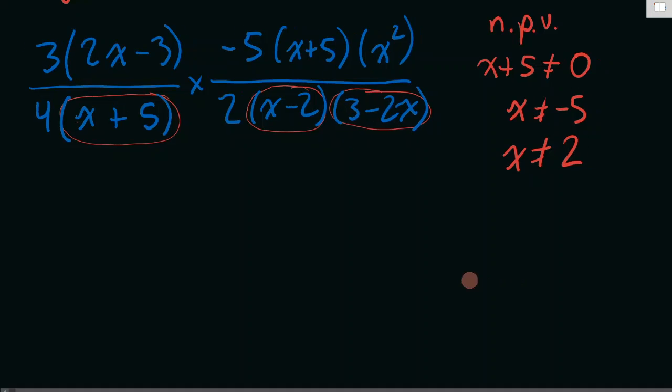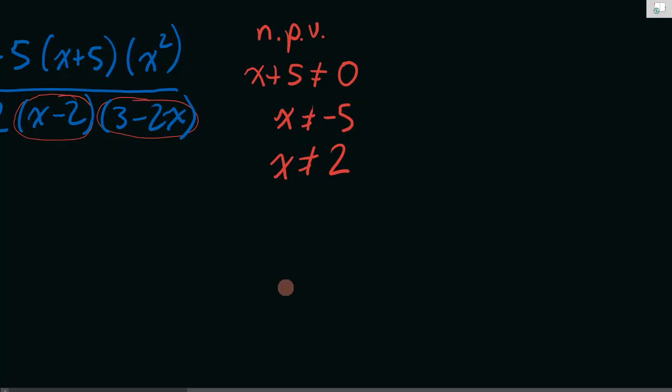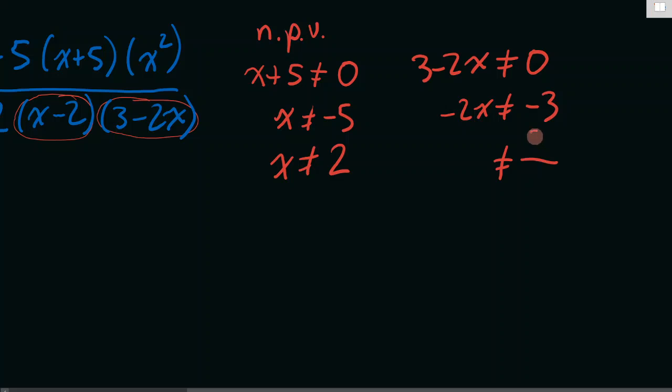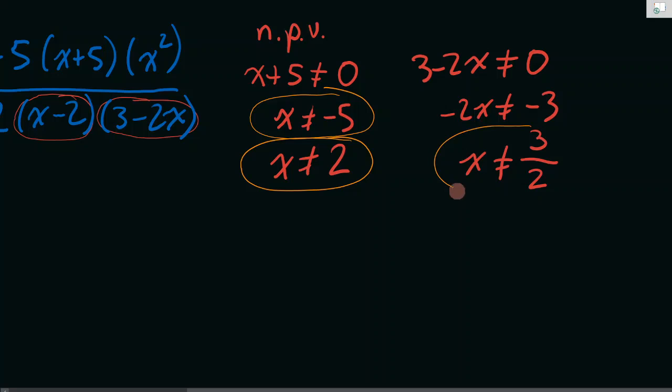This one's a little bit trickier. So let's scroll over, give myself some more room, and write out this whole thing. 3 minus 2x is not equal to 0. Let's bring the 3 to the other side, so negative 2x cannot equal negative 3. Then when we divide by negative 2, negative over negative becomes positive, so 3 divided by 2. Those are your 3 restrictions: x can't be negative 5, x can't be 2, and x can't be 3 over 2.